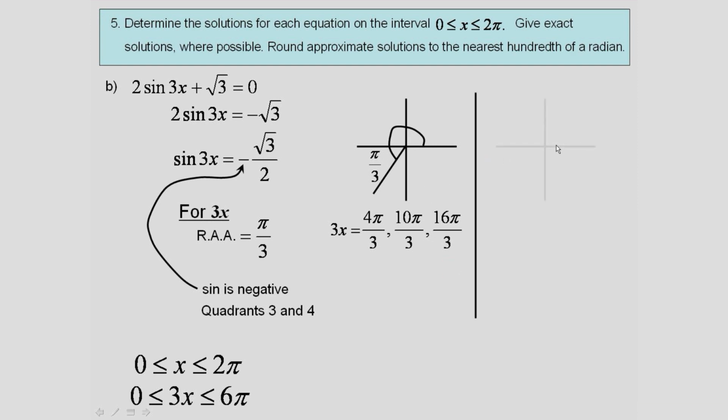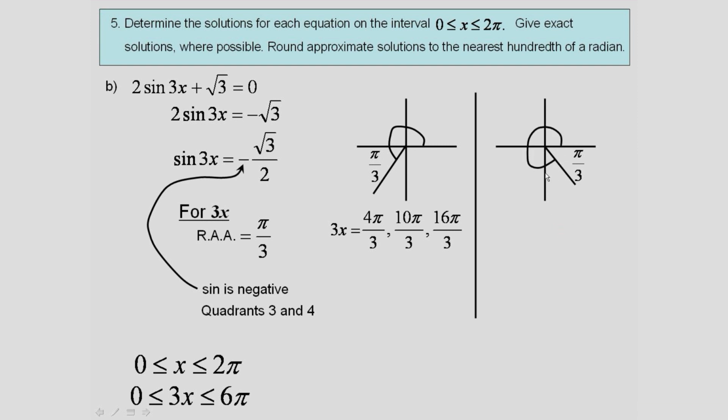Let's take a look at our quadrant 4 option. Terminal arm, quadrant 4, related acute angle, as we saw here, is pi over 3. We need the angle in standard position. We can get it by taking a full 2 pi and subtracting pi over 3. 2 pi is 6 pi over 3. Minus 1 pi is 5 pi over 3.